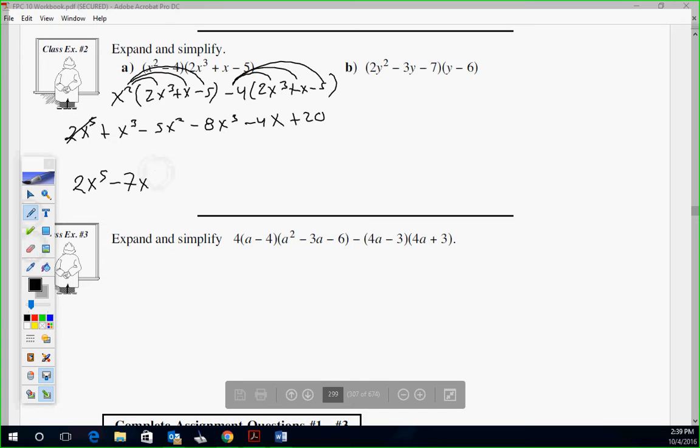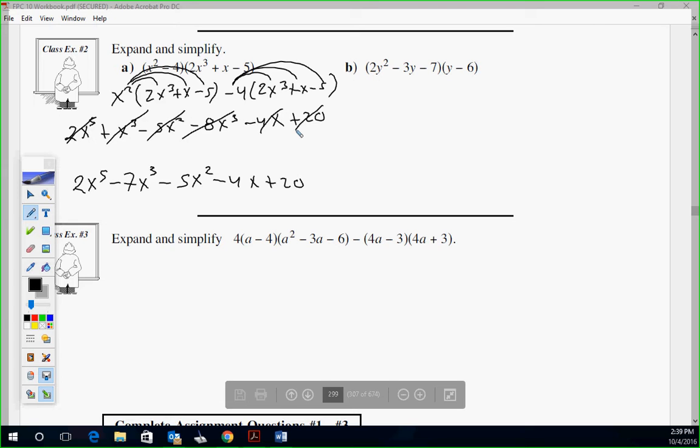Negative 5x squared, no other x squareds. Okay, that's done. Minus 4x plus 20. Done. Insanely long, insanely gross. Just be organized.